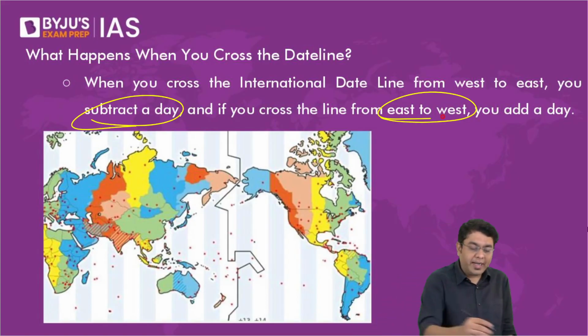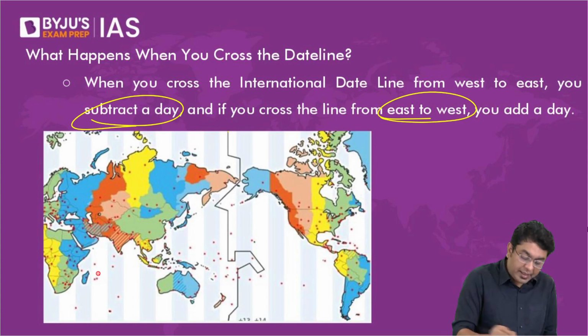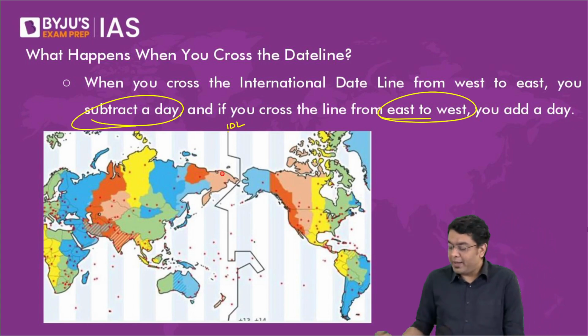Okay, this is your IDL, the rough international date line. This is your IDL in the Pacific. That is where you have the imaginary IDL.